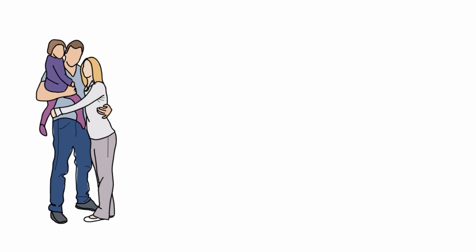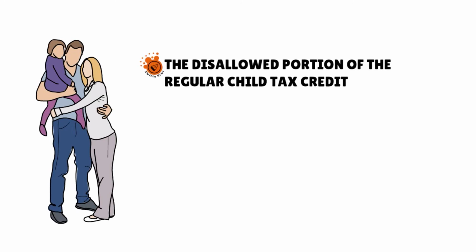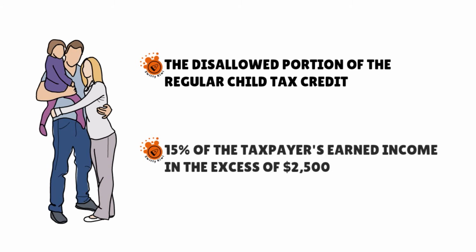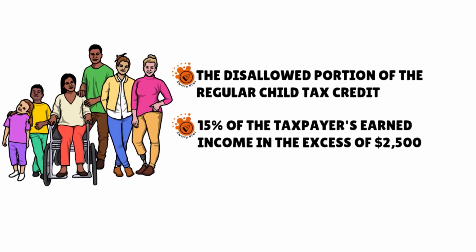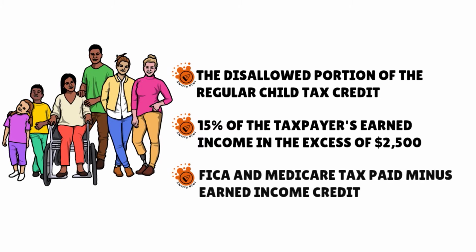So taxpayers with one or two children: you need the lesser of the disallowed portion of the regular child tax credit, or 15% of the taxpayers' earned income in excess of $2,500. That's the first part. Or for taxpayers with three or more children, you have the lesser of the disallowed portion of the regular child tax credit, or the larger of 15% of the taxpayers' earned income in excess of $2,500, and FICA and Medicare tax paid minus earned income credit.